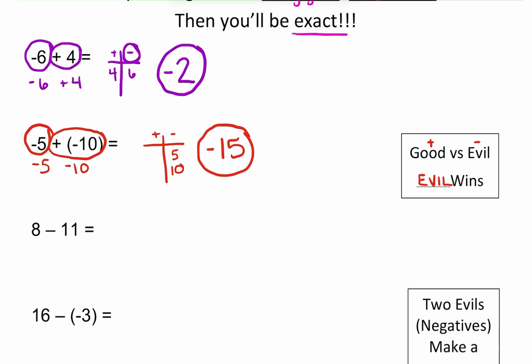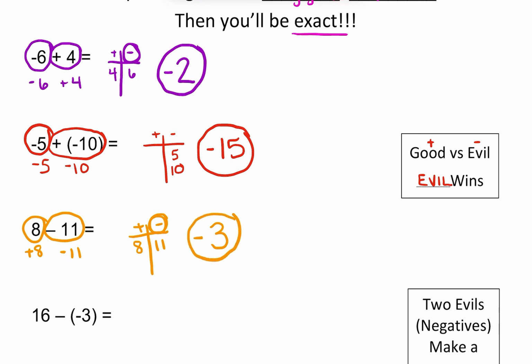All right, next one. 8 minus 11. Again, that is not 3, because we can't do 8 minus 11. So circle, rewrite, table. Okay, I have a +8 and a -11. So are my signs same or different? They're different signs subtract. So 11 minus 8 is 3. And who had the bigger side? The negatives or the positives? The negatives did. So my answer is a -3.